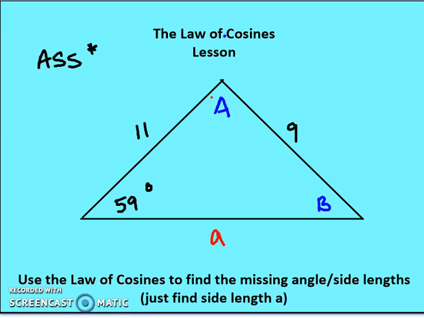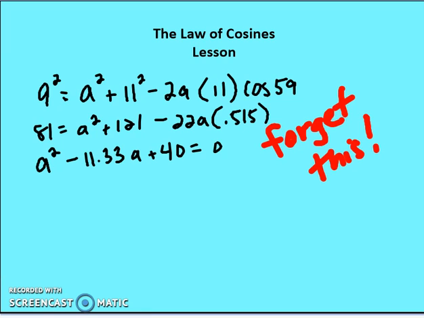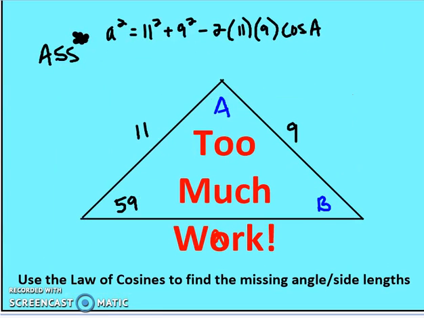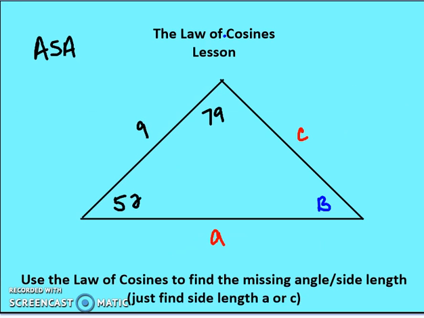Now we're going to try angle, side, side. So I'll pause here. All right, so what's going to end up happening is you're going to end up with a quadratic, and you can use the quadratic formula to solve for A. However, in this case, it's probably easier just to use the law of sines. So we're going to say it's too much work to use the law of cosines to solve for angle, side, side problems. So just use the law of sines, but of course, be careful. So we're going to say this is too much work to do in general. So we're going to put a check and then a minus next to ASS.